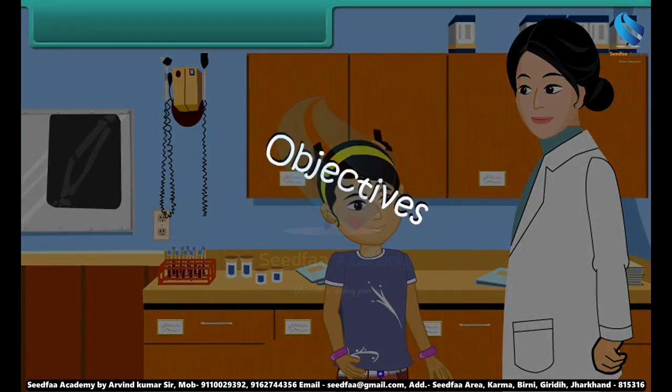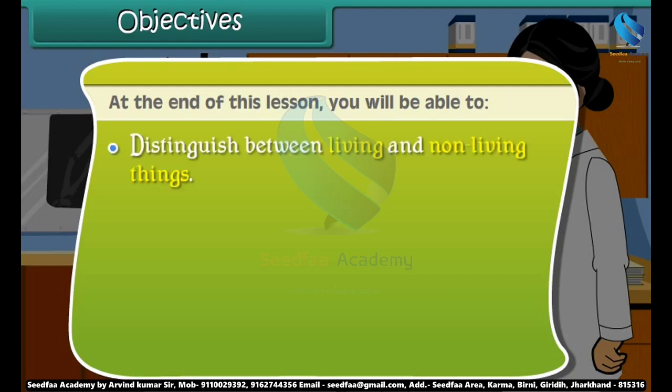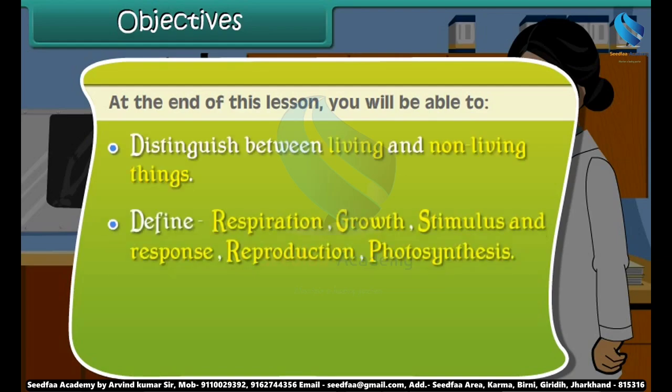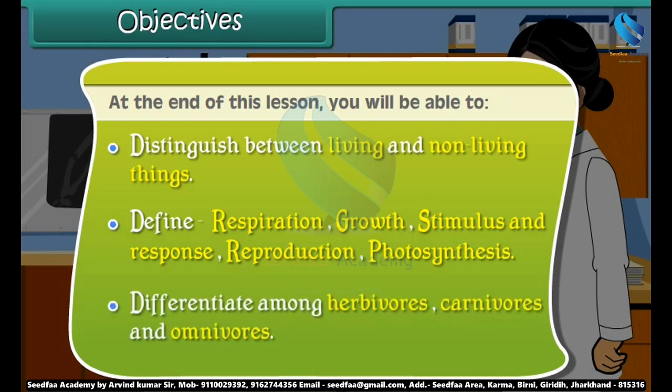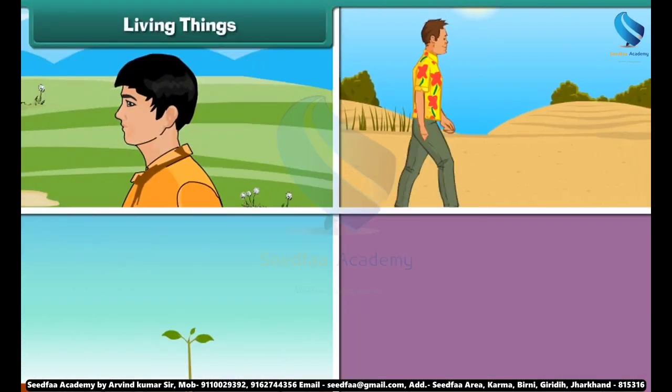Objectives. At the end of this lesson, you'll be able to distinguish between living and non-living things, define respiration, growth, stimulus and response, reproduction, photosynthesis, and differentiate among herbivorous, carnivorous, and omnivorous living things.